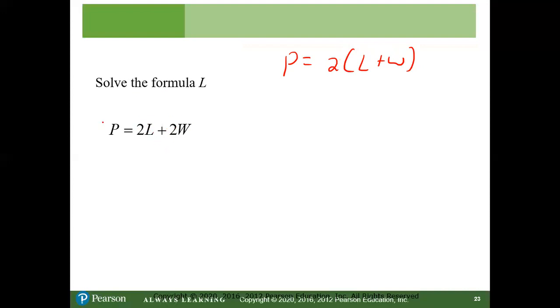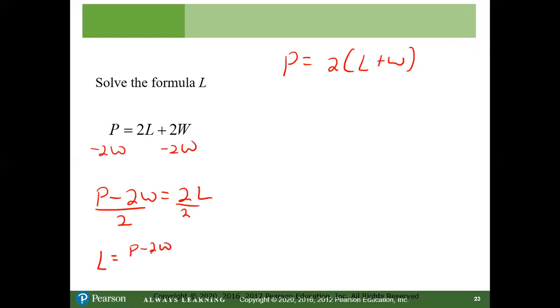So again, we want to get rid of the stuff that's around it that's not supposed to be there. So I'm going to subtract 2w from both sides. So that gives me P minus 2W is equal to 2L. And now I just have to divide both sides by 2. So you'll see L is equal to (P minus 2W) over 2. This is one version of the answer.